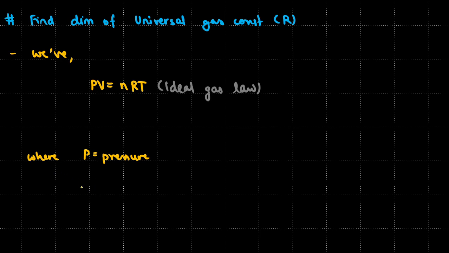And similarly, V is volume, n is the number of moles, and T is temperature, and R is the universal gas constant.